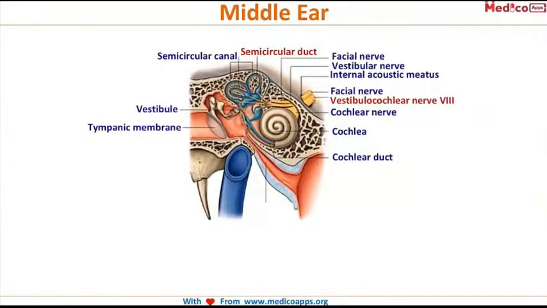So on the whole, this is how the middle ear appears. These are the semicircular ducts. This is the semicircular canal. Here is your vestibule. This is the tympanic membrane, obviously. This will be your external ear. These are the cochlea and the cochlear ducts. Here is passing your facial nerve, and this is your 8th cranial nerve.